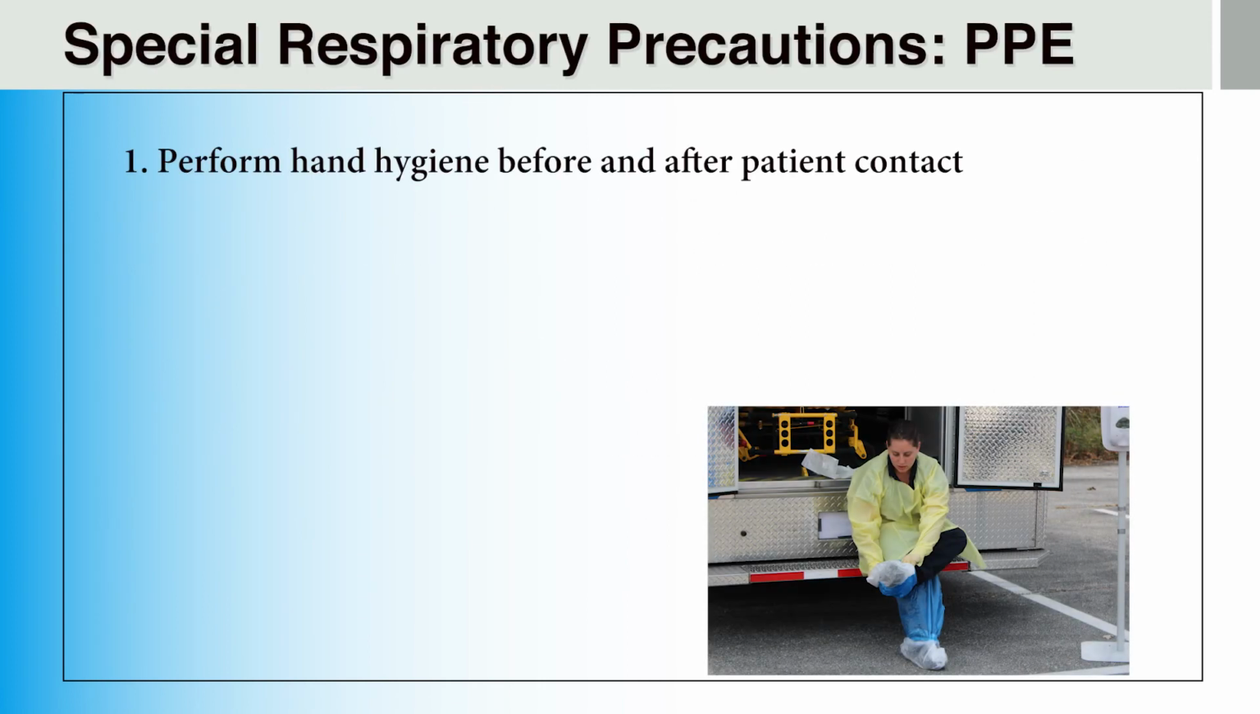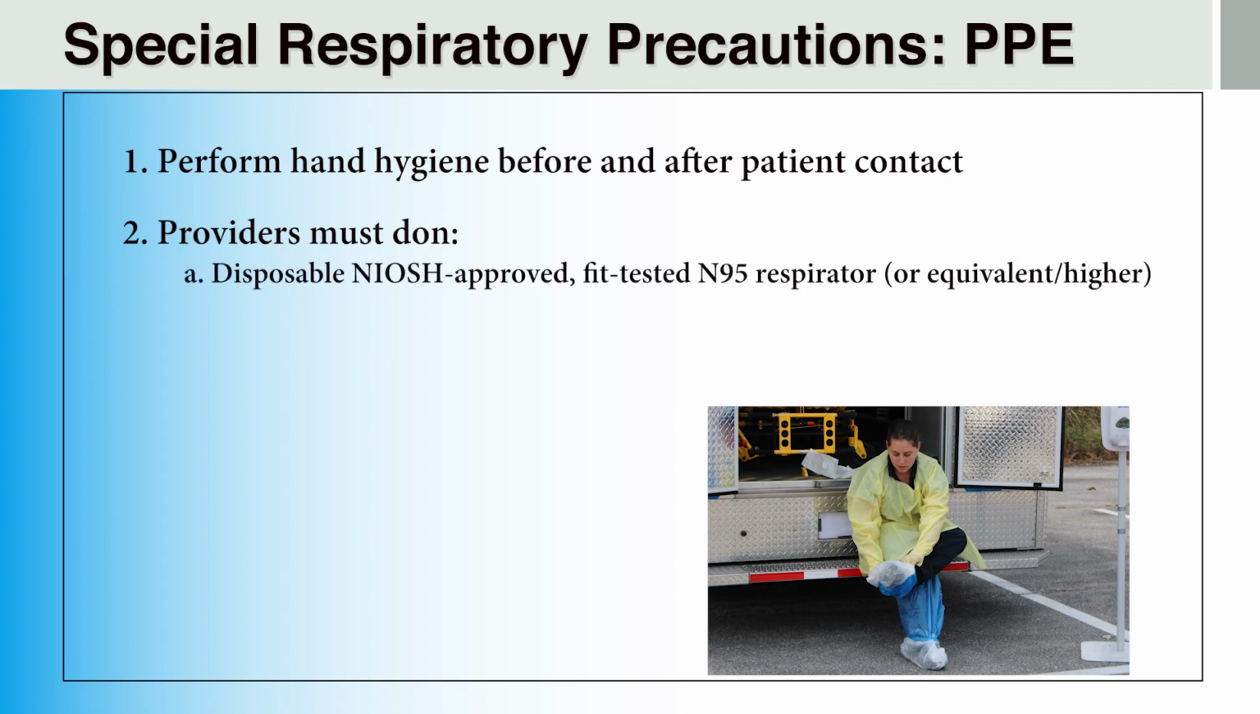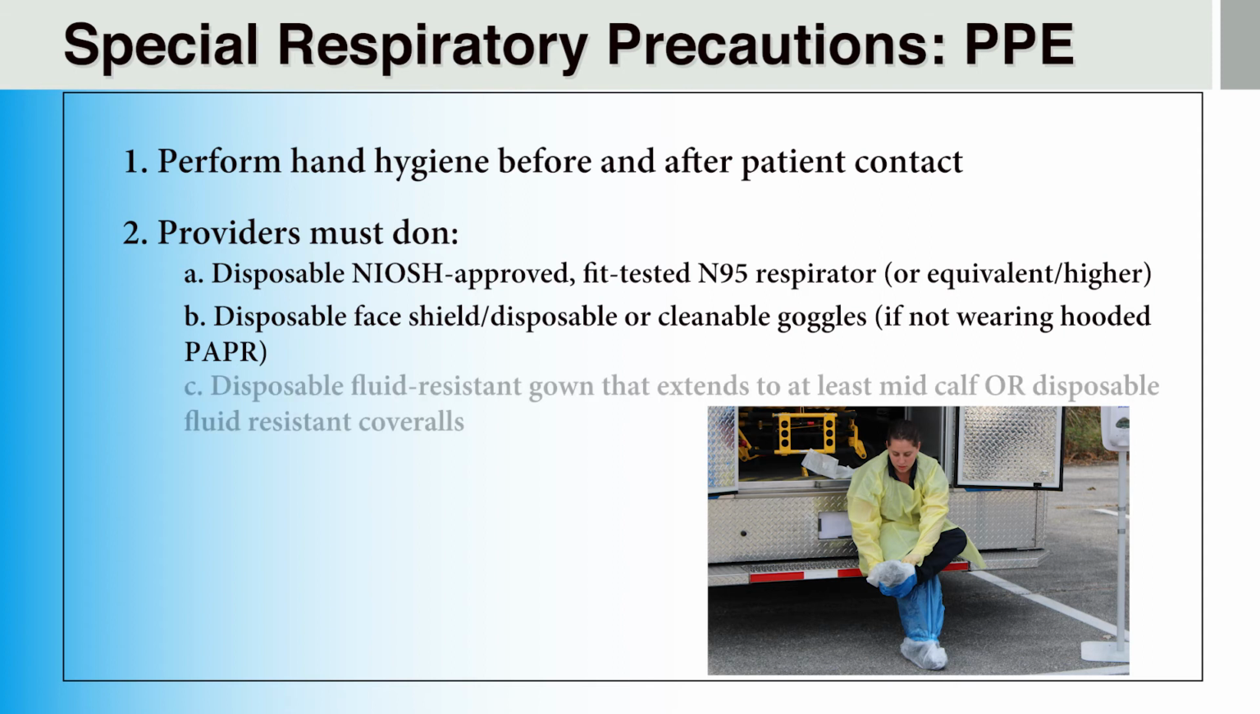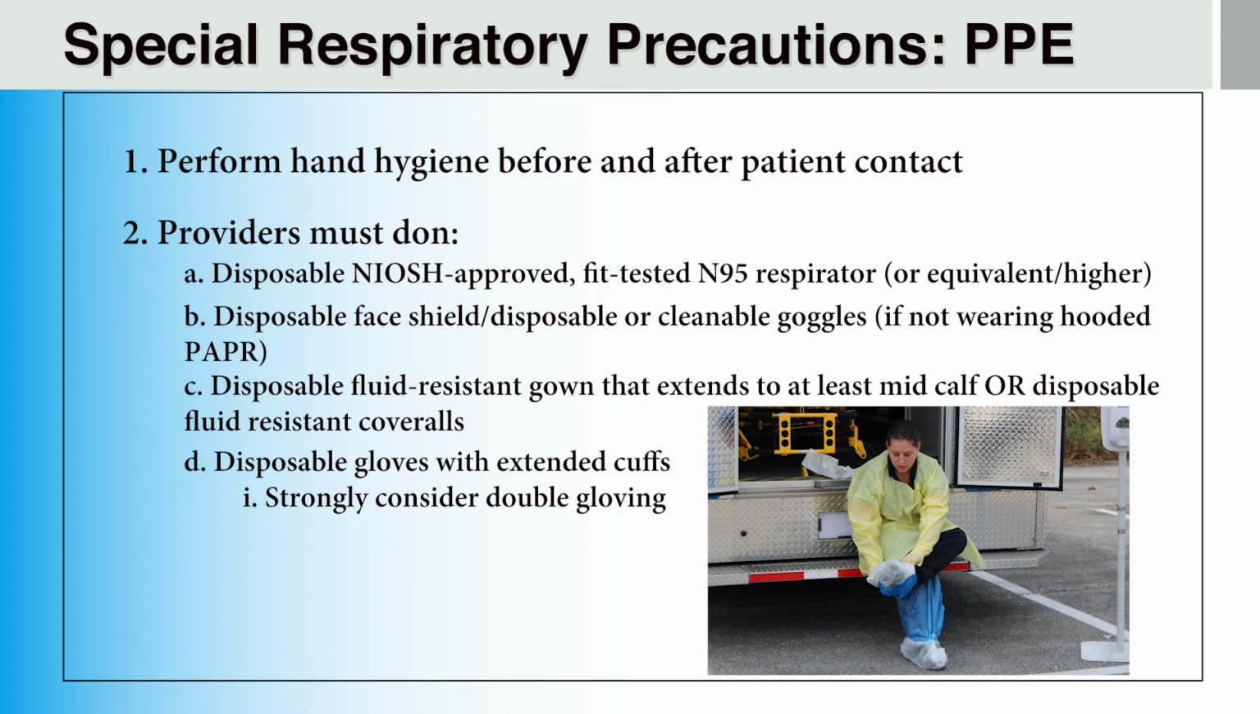As always, pre-hospital providers should perform hand hygiene before and after patient contact. Special respiratory precautions PPE includes a PAPR with a full hood and HEPA filter or a fit-tested N95 respirator with face shield or goggles, a disposable fluid-resistant gown that extends to at least mid-calf, or disposable fluid-resistant coveralls, disposable double gloves, and boots or shoe covers.